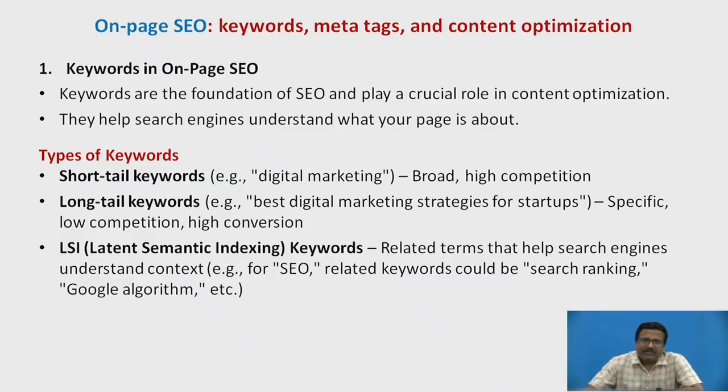So there are different types of keywords. Some keywords are called short tail keywords, that means very short, two or three phrase keywords. For example, digital marketing. It is very specific, but these kinds of keywords normally people use quite often, so they are very much in demand.